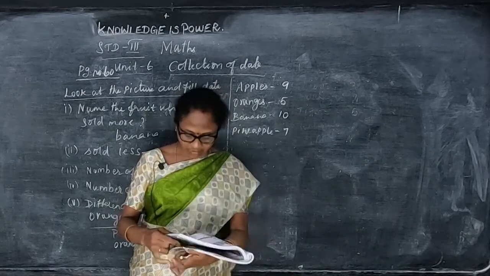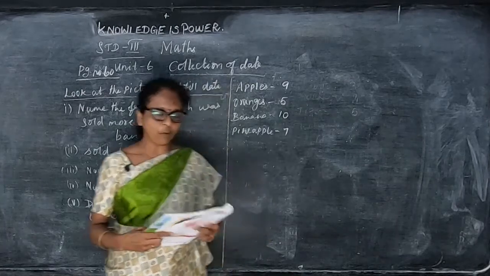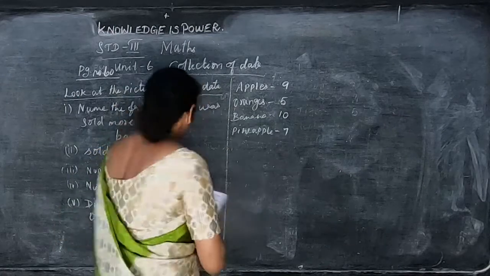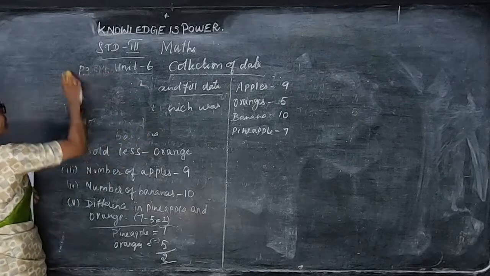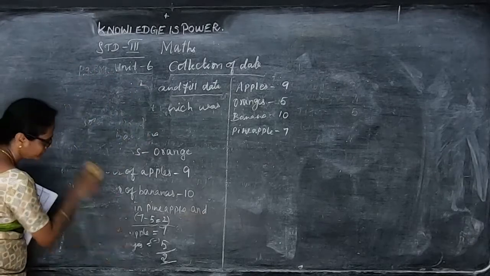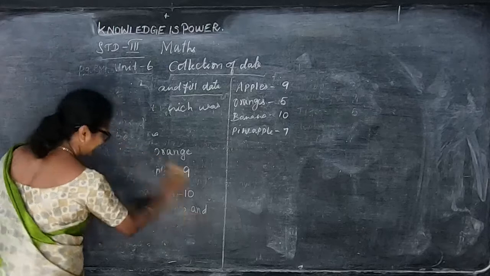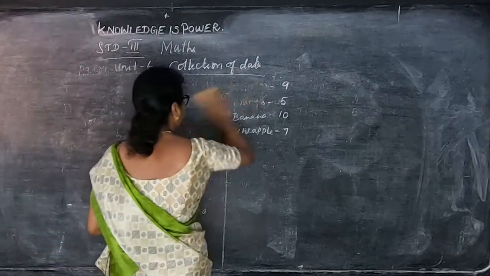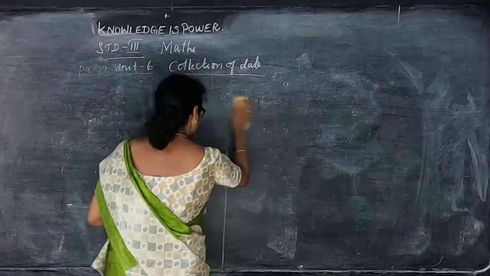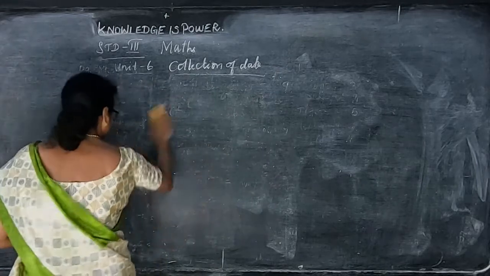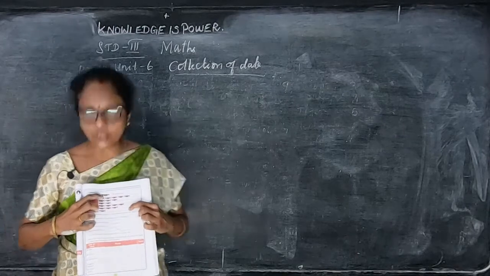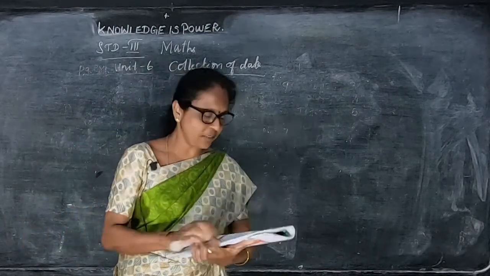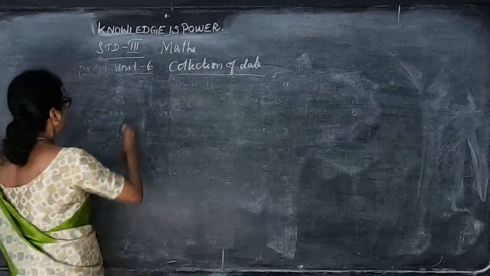Now, next one, page number 61. The following picture represents the number of chocolates sold. They are given the chocolate picture and the number of chocolates they sold. They are given this as, see, 1 chocolate represents 10. So how many chocolates are there? They are given.